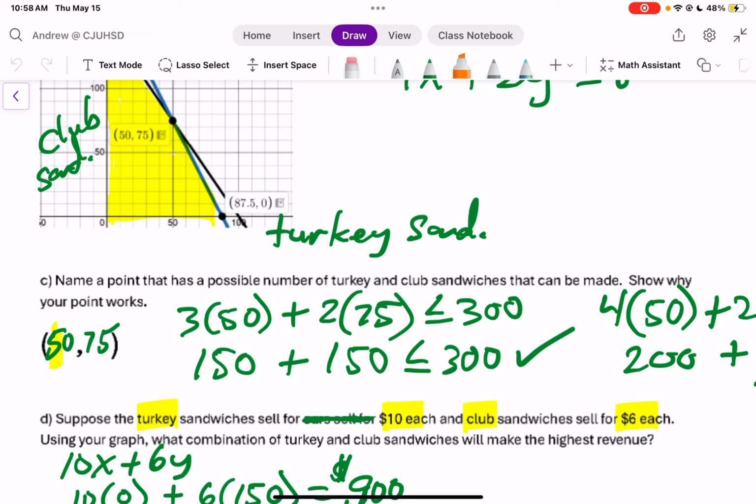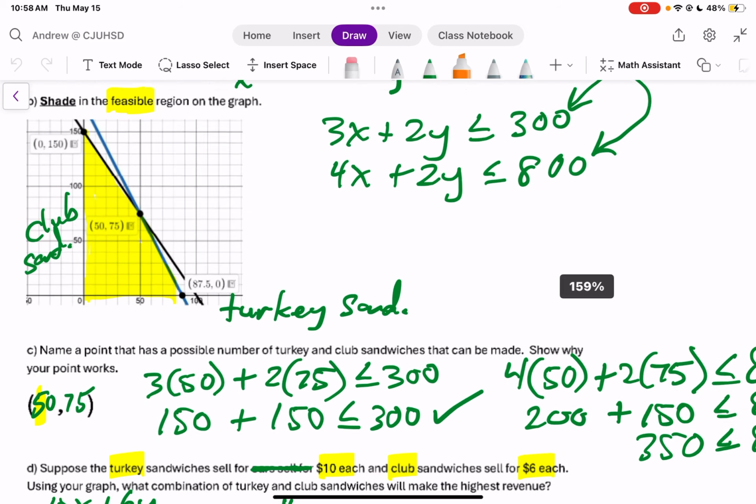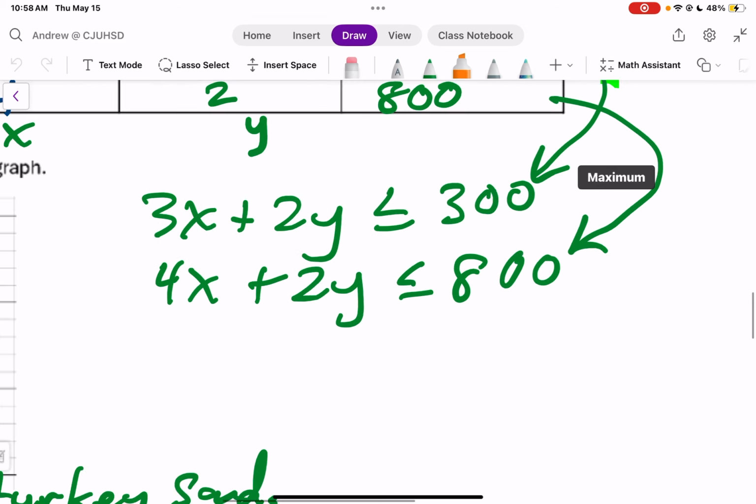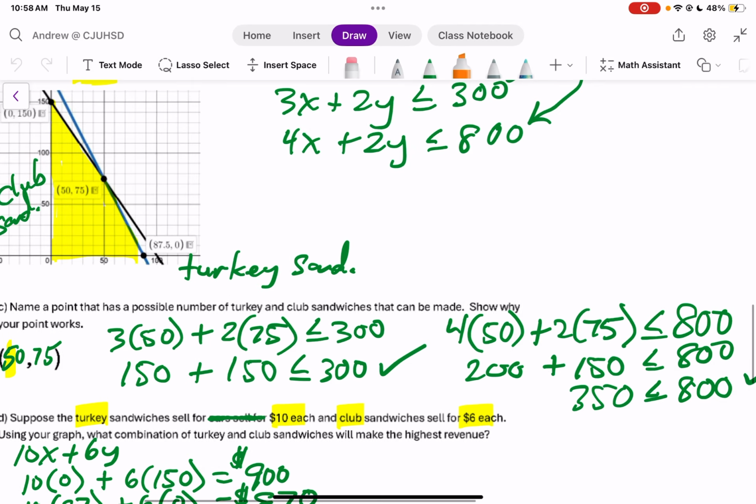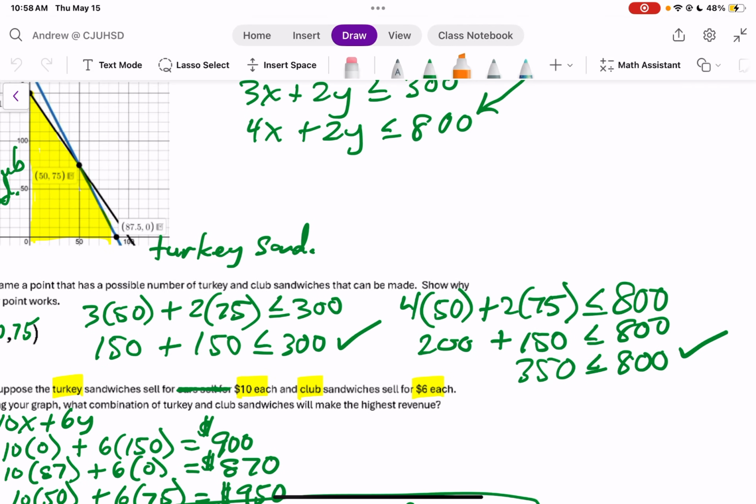The second part of the question says, show why your point works. That means you're going to plug the X and the Y into both inequalities that we came up with right here and show that they actually produce a true statement. If it works for both of them, then it's a valid point and we got full credit there.